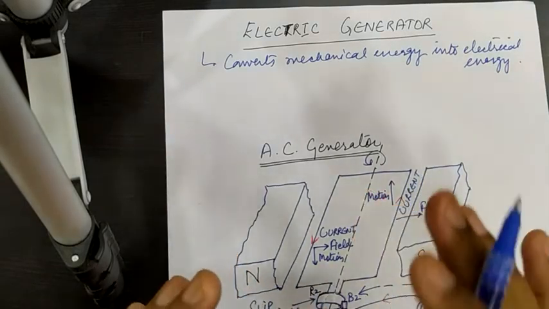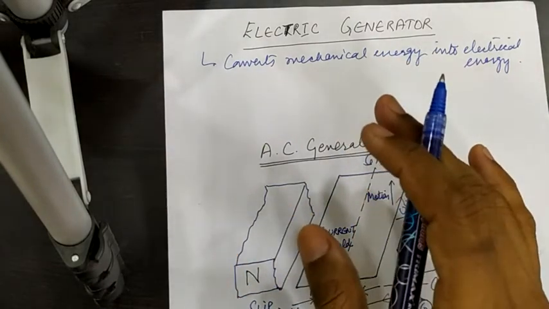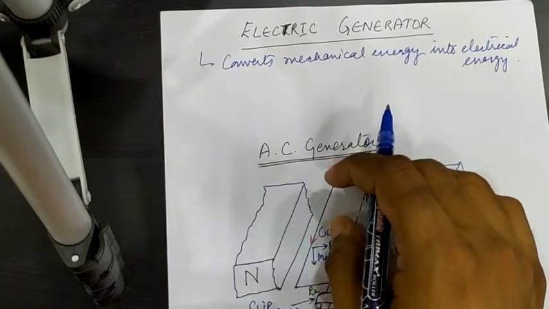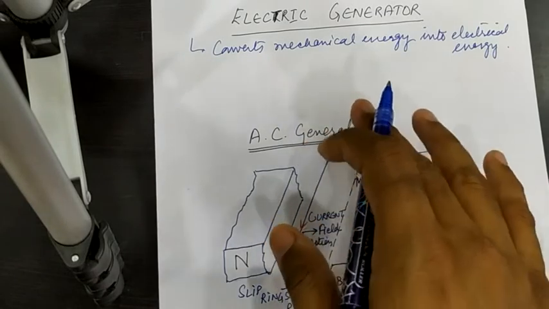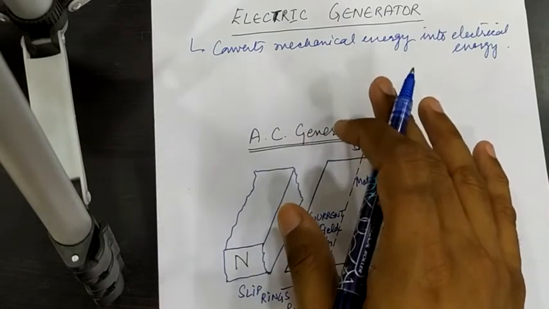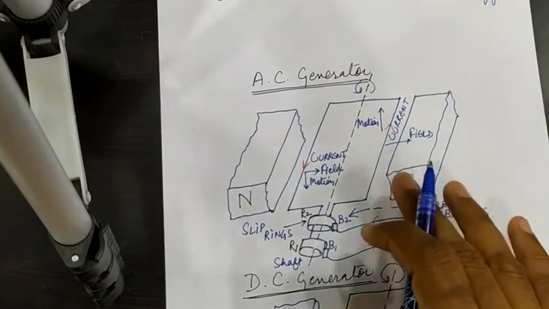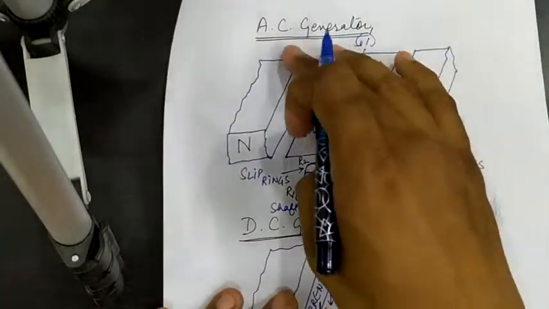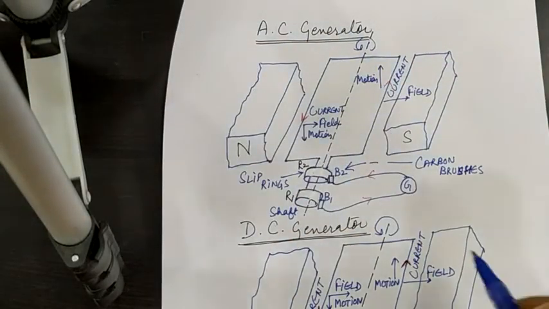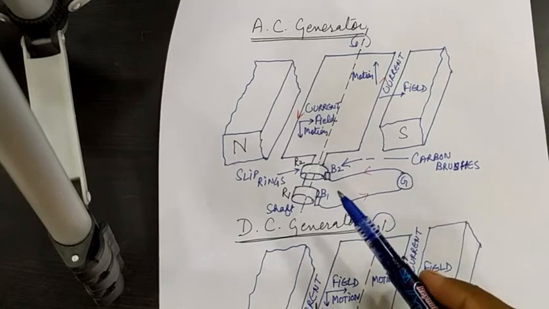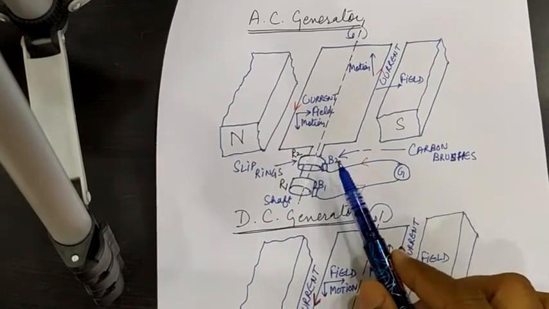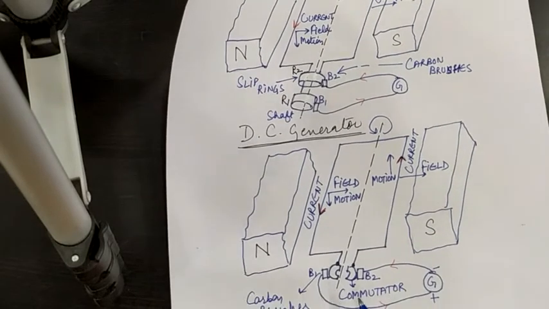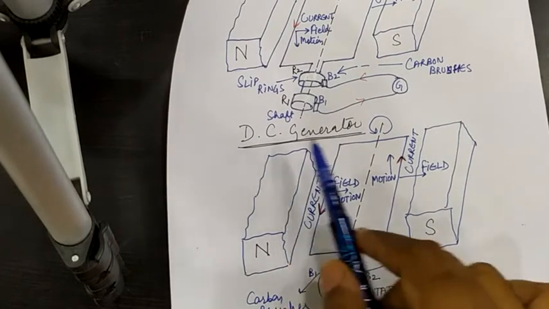It also works on the phenomenon of electromagnetic induction. A generator works on the principle that when a straight conductor is moved in a magnetic field, a current is induced in the conductor. Two types of generators are there, AC and DC generators. The difference between them is that you have slip rings in the AC generator, as you can see here, but there are half commutator rings in the DC generator.